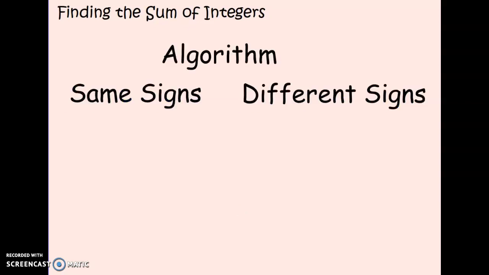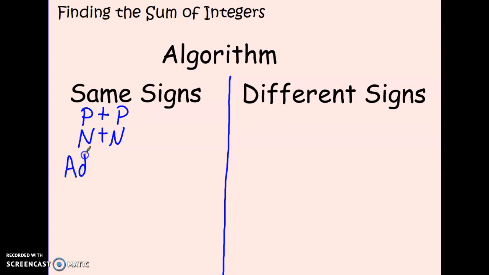So we've got two different types of problems. We've got problems that have the same signs, and we have problems that have different signs. Same signs means that I'm adding a positive plus a positive, or a negative plus a negative. So if I have the same signs, my rule says I add the numbers, and then I keep the sign. So add the numbers, keep the sign.